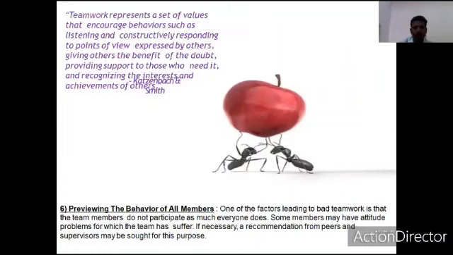And the next one is previewing the behavior of all the members. One of the factors leading to bad teamwork is that team members do not participate as much as everyone does. Some members may have attitude problems from which the team has suffered. If necessary, recommendations from peers and supervisors may be sought for this purpose also.